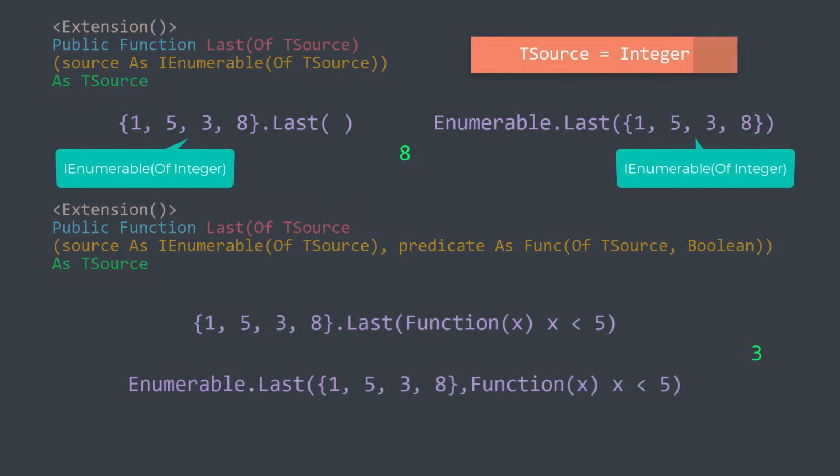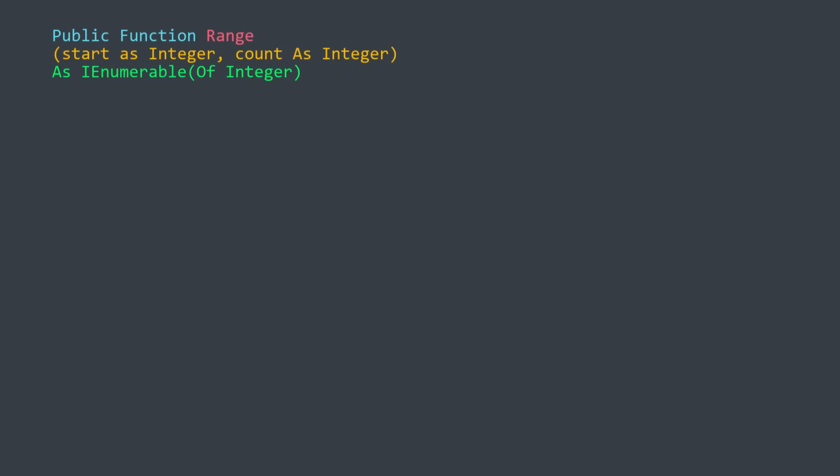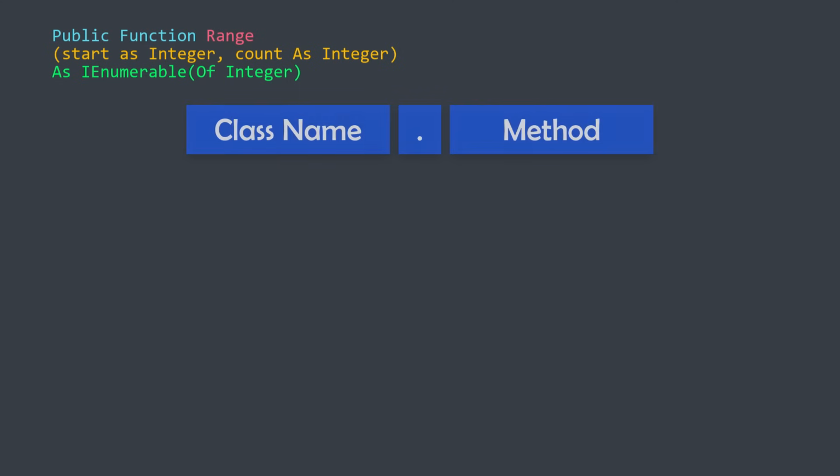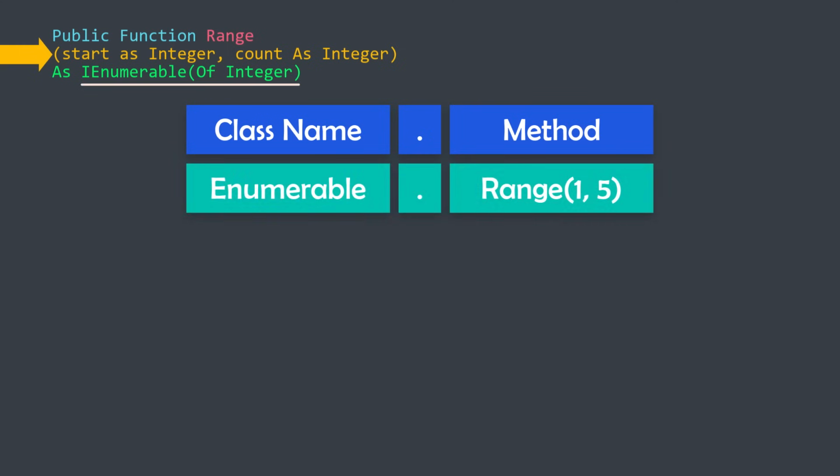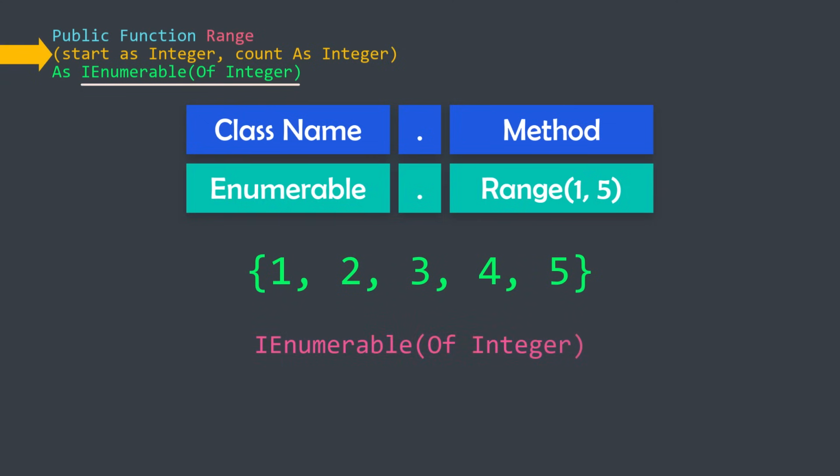Let's check another method. For example, the range method. As mentioned before, this method is not an extension method. So, we can use this method only in this way. And we have only one overload for this method. As you see, we have 2 inputs, both of type integer. But the output is of type IEnumerable of integer. This method will be used as following. For example, the output of this query is the following. It's of type IEnumerable of integer.